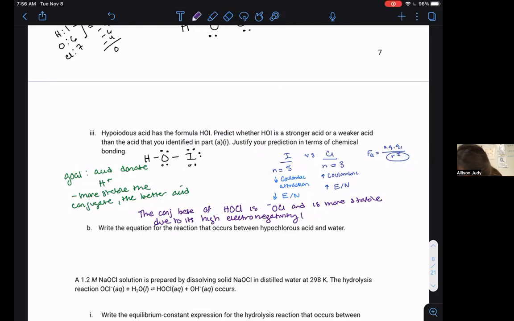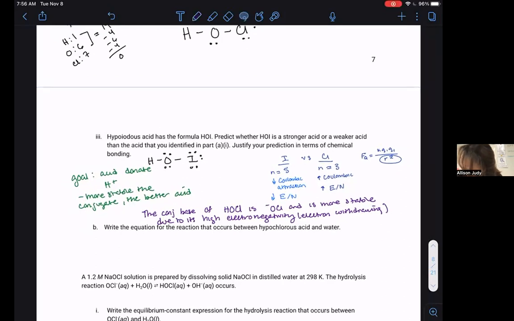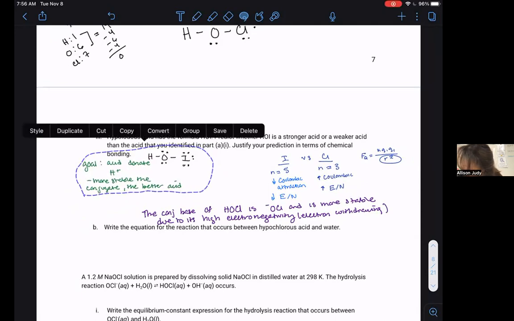One second. Okay, therefore making it a better acid. And let me move some things around because I think I wrote too big. So let me move this around.